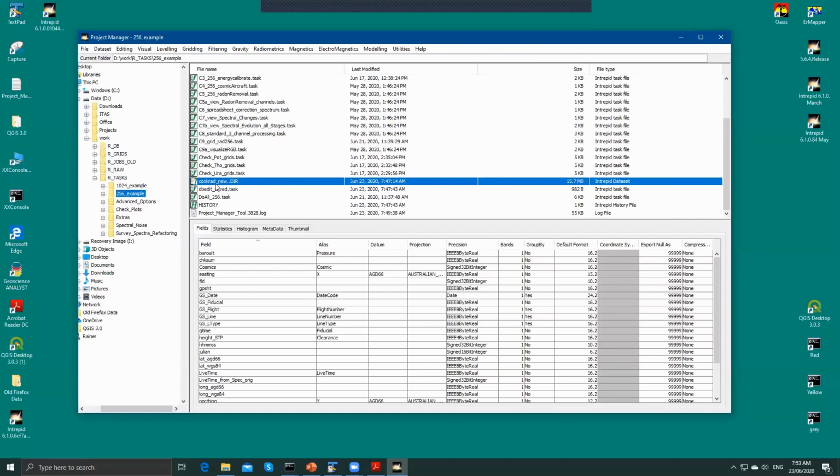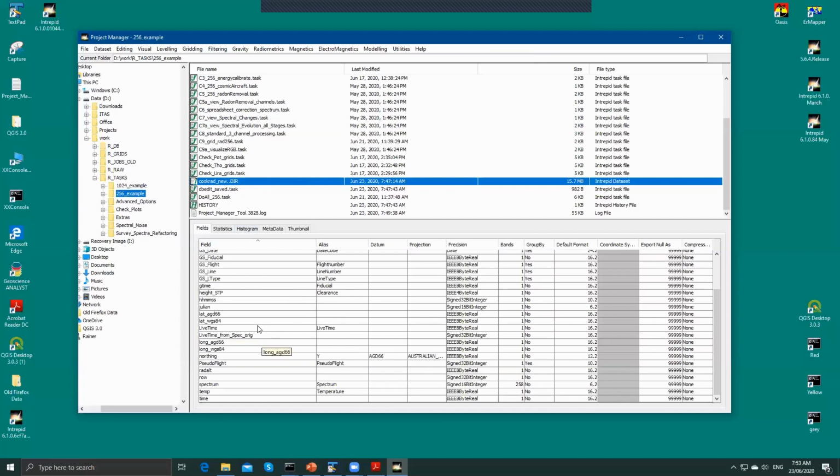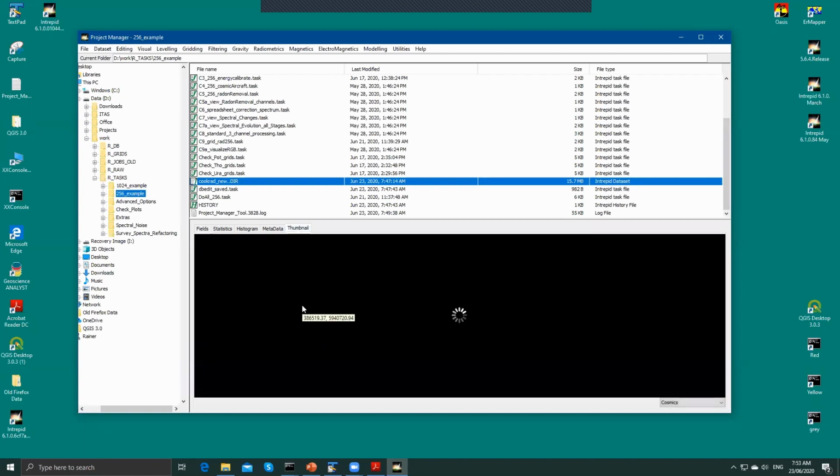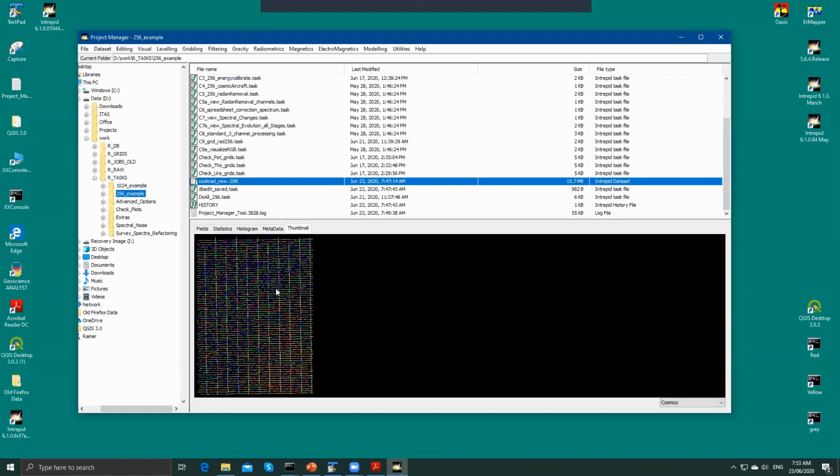Okay, so it did create the Cookrad directory. Basically, if you get new data you don't know, you look at it. We have fields, which is already part of the job: the pressure, cosmics, coordinates, line numbers, all sorts of things. There is a lifetime from the original spectral, which is different, but we're not discussing that at the moment. Here's a pseudo flight, and here's the spectrum. We want to have a look at it. We can do that via the thumbnail to see how the survey looks, or we go straight into 3D Explore.